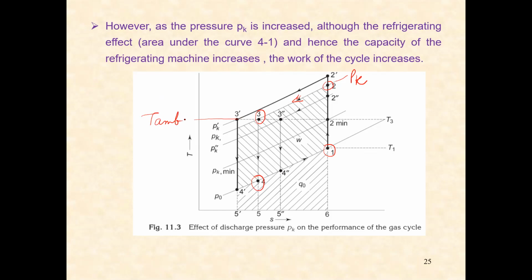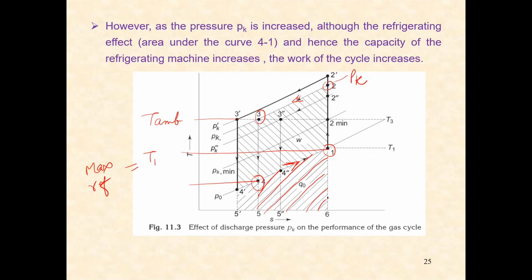So now you can see what is happening. In this particular case, after the expansion process, the air comes to state point 4, and this state point 4 is lower than the maximum temperature. This T1 is the maximum refrigeration temperature. So in this case I can get a certain amount of cooling effect from point 4 to point 1, and it is shown by this area. This is the area of the refrigerating effect.